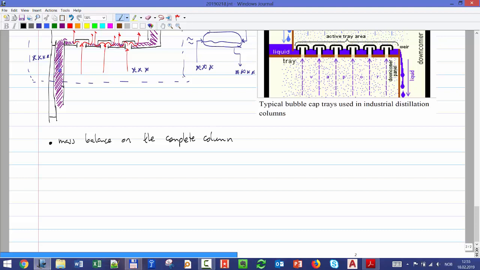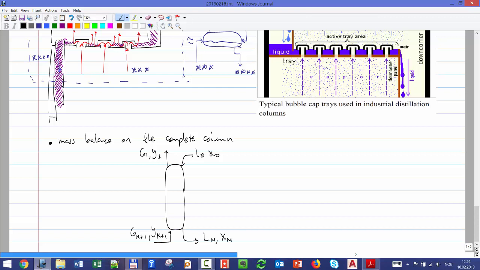Okay? Then we're going to make a balance on the stage. And then finally, we're going to make a balance on a bit of a strange system, okay? So how do we make the mass balance in the complete column? We have L0, X0. Then we have G1, Y1. Then coming in here, we had G N plus 1, Y N plus 1. And coming out here, we had L N, X N. Is that correct? Yeah, I think it's correct.